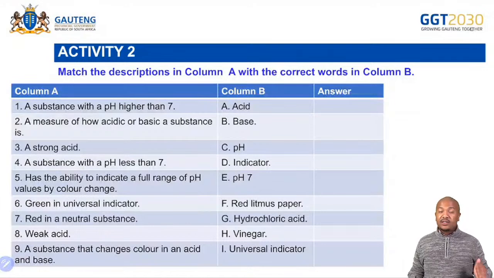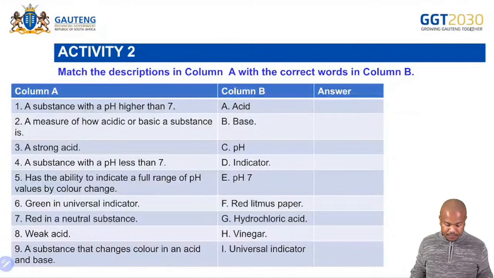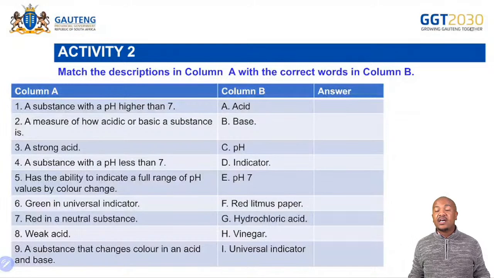Then 6, it's green in universal indicator. 7, it is red in a neutral substance. 8, it is a weak acid. Then 9, a substance that changes color in an acid and base, right?